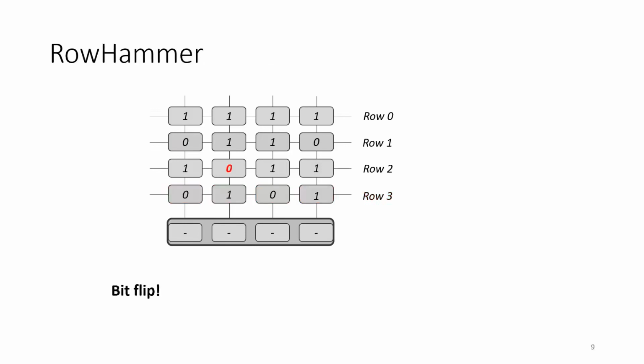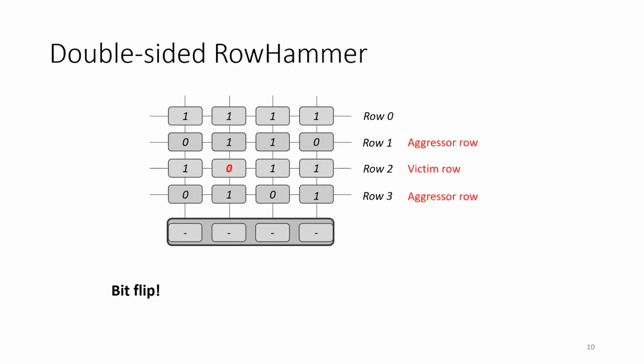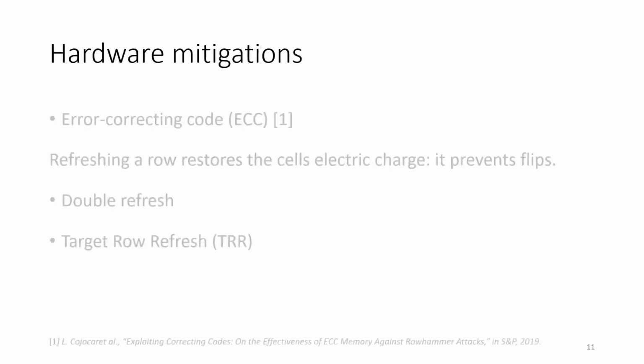If an attacker repeats this sequence of commands, activating 2 rows fast enough within a refresh interval, likely it will get an error somewhere, a bit flip, and this is row hammer. In particular, in the slide, the double-sided variant is depicted. 2 aggressor rows surround a victim row in which the bit flip occurs. Fortunately, over the years, many row hammer mitigations have been proposed. Among those, some hardware mitigations are used in practice.